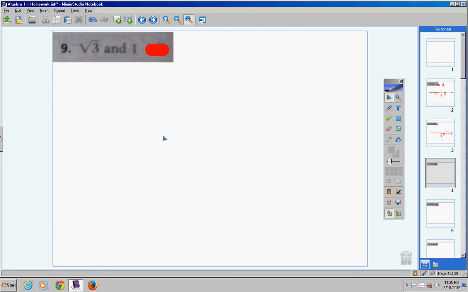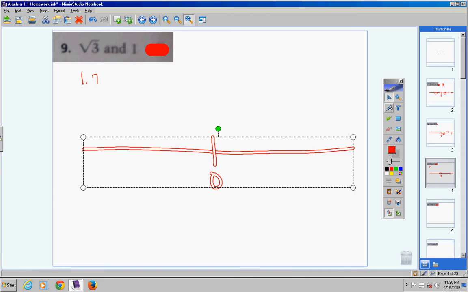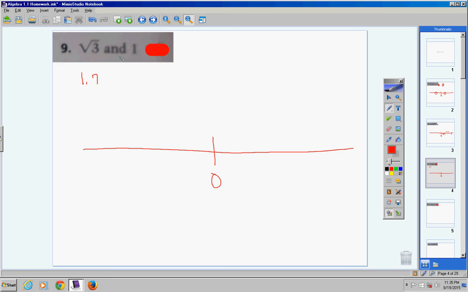Now let's go ahead and get a decimal for the square root of 3. The square root of 3 is 1.7. Now, obviously, the number 1 would be right here, and the number 1.7 would be right here, further to the right. So the greater number is 1.7, or square root of 3. And actually, I prefer that you use the original number in your answer, so the answer would be square root of 3.